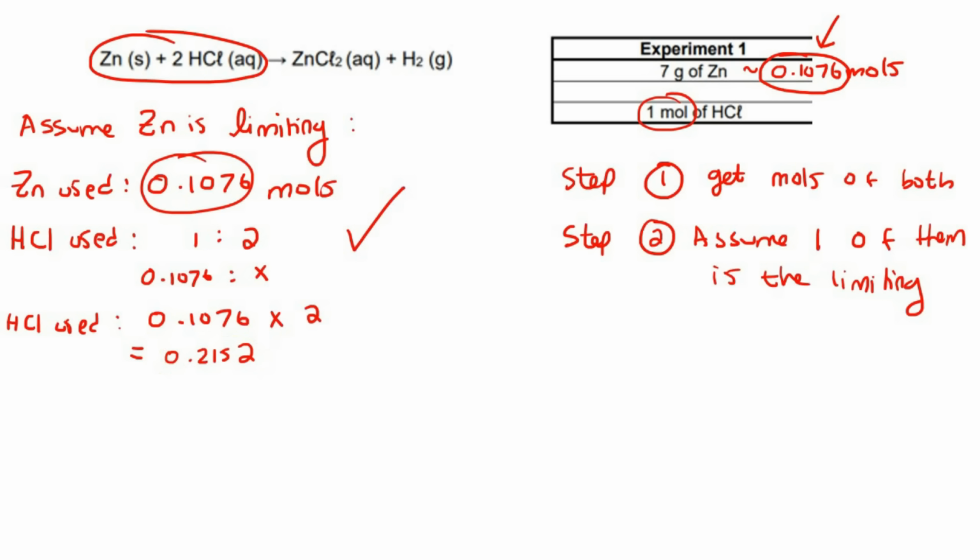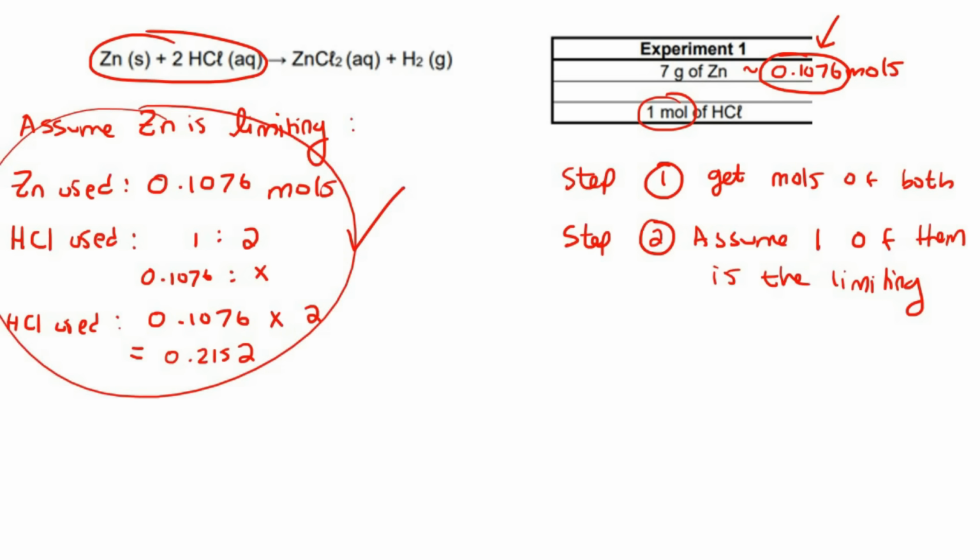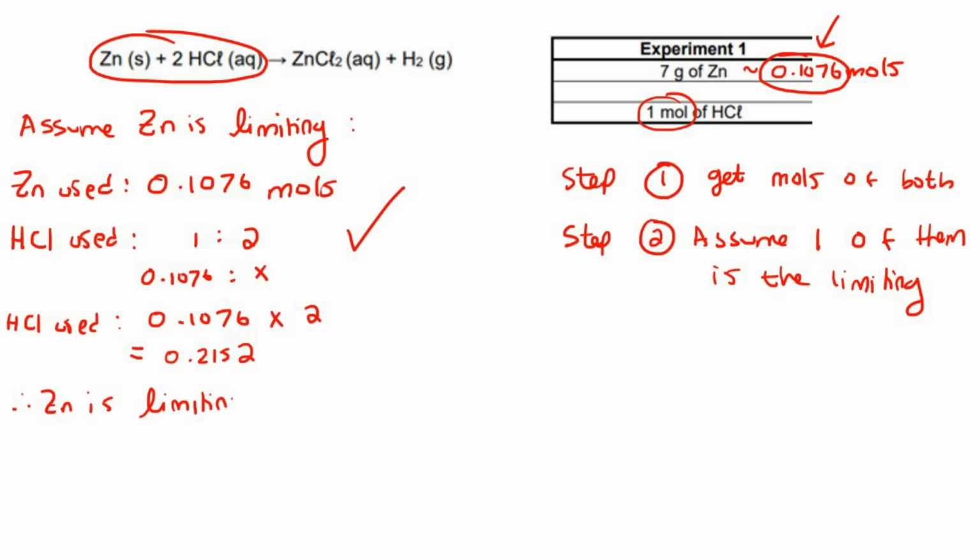Kevin, I don't understand. That's probably what some of you are saying. Okay, fine. Let's do it the other way around. Let me first just say here, because this one was perfect, there were no problems here, we can say therefore zinc is the limiting one. Our assumption was correct. Let's say we assume the other way around. What if we assume that HCl is limiting?